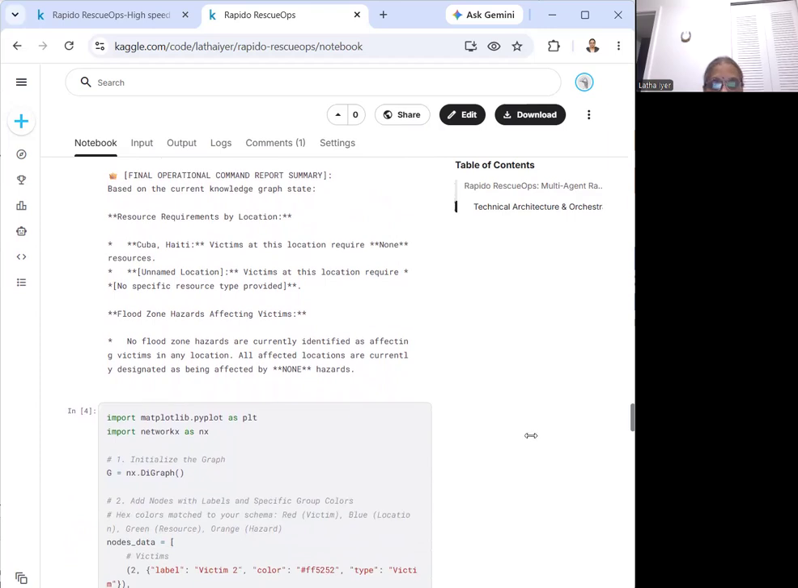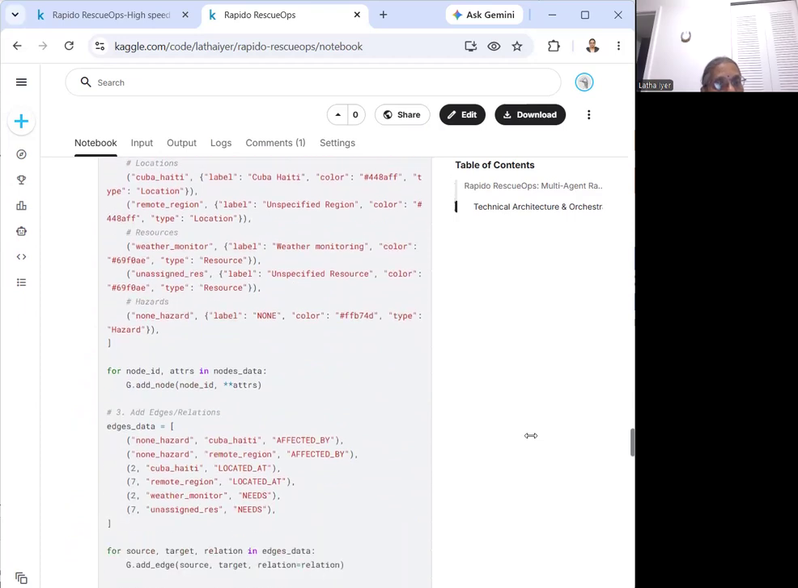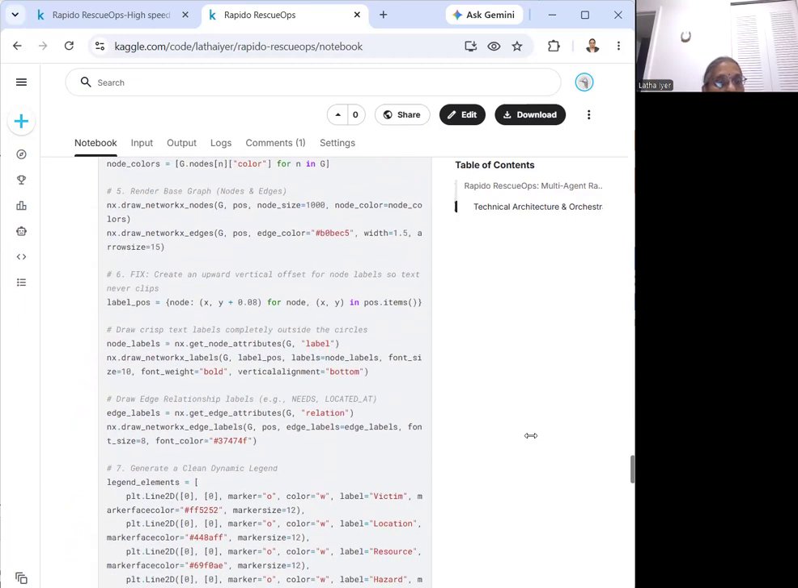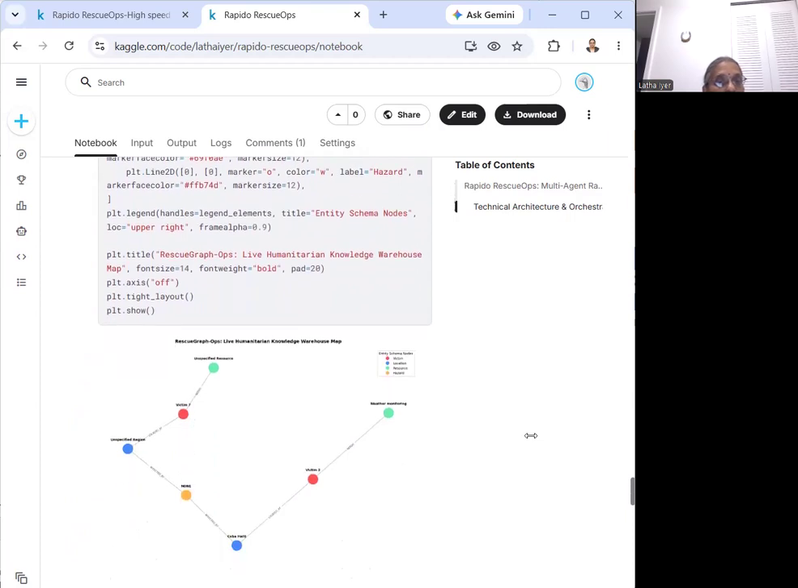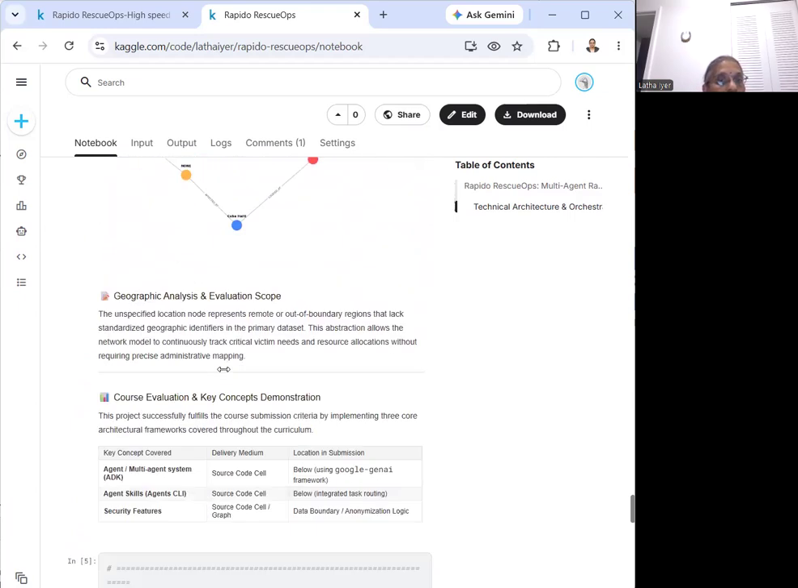hazards. Coming on to the plotting part of it, that is the graphical output, you can see that the graph generates the various nodes with the centers, command centers, and some of these are unspecified resources. Say, for example, this blue and green one shows that they are out of the geographical boundary, and this abstraction allows the network model to continuously track the critical victim needs and the resource allocations without requiring precise administrative mapping or any other problems.